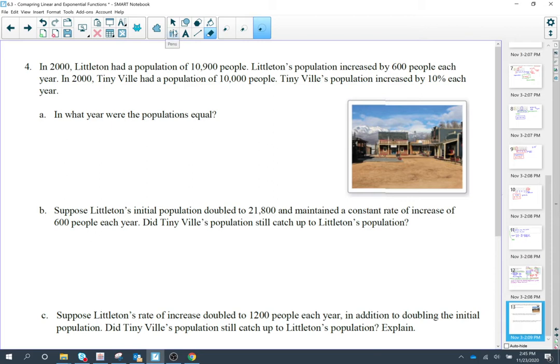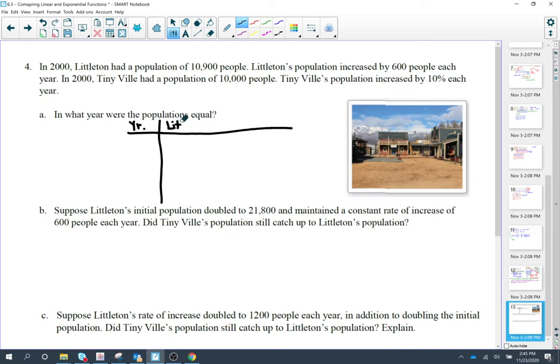So starting out to do this, I'm going to start with a table. And we don't have a whole lot of room here, so I'm going to really try my best. In our table, I'm going to have year, and then Littleton, and then Tinyville, which I'm going to abbreviate as TV. Now, we're starting in year 2000. And in year 2000, I know that Littleton has a population of 10,900, and Tinyville has a population of 10,000.